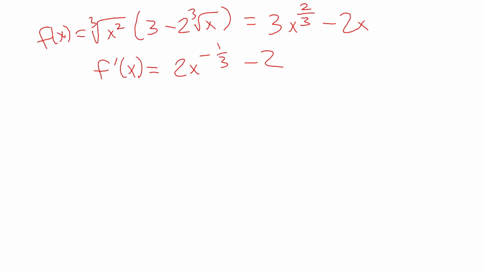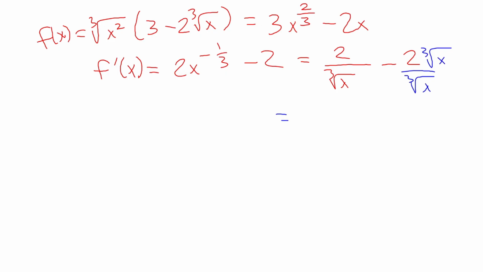Okay? And so we'll rewrite this as 2 over the cube root of x minus 2. Getting ourselves a common denominator of cube root of x will help us to determine when this is undefined and when it equals 0.